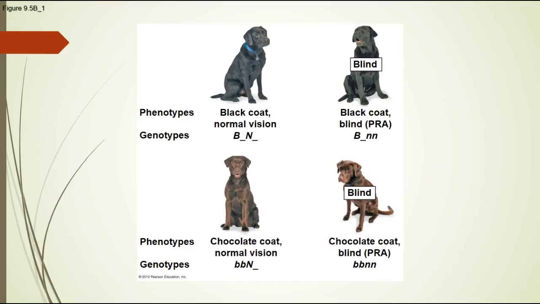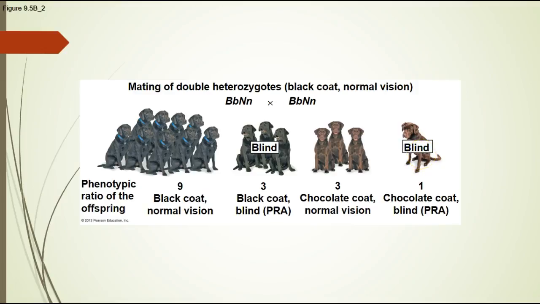So here we have possible genotypes of the dogs. We can have one with black coat and normal vision, one with black coat with the PRA or the blindness. We could have chocolate coat and normal vision, or we can have a chocolate coat with the blindness. So when you cross 2 dogs that are heterozygous for both traits, here's what you find.